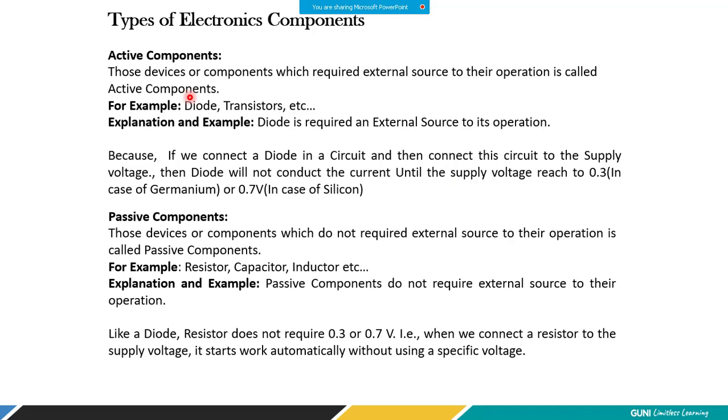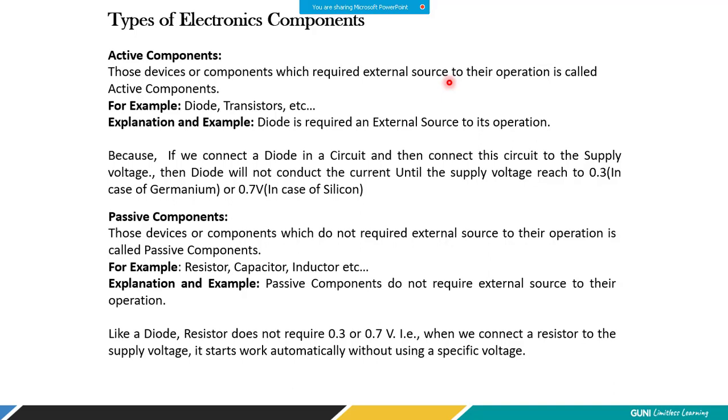Now look at active components: those devices or components which require an external source for their operation are called active components. For example, you need a battery. You need some minimum current to start working for them actually, right? So those are the active. Examples we already said: diode, transistor, etc.